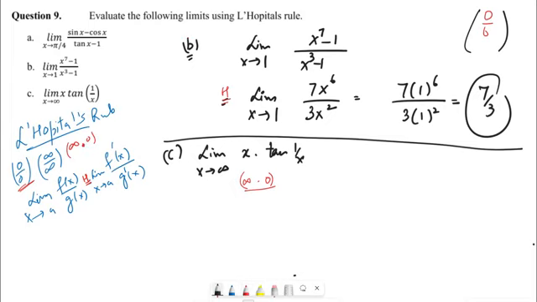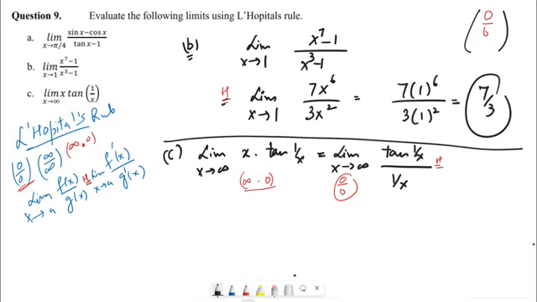So the first step is we can rewrite it. Let's see what I'm doing. Tangent 1 by x divided by 1 by x. If I write it like this, it becomes 0 by 0 form. And now I can apply L'Hopital's rule.